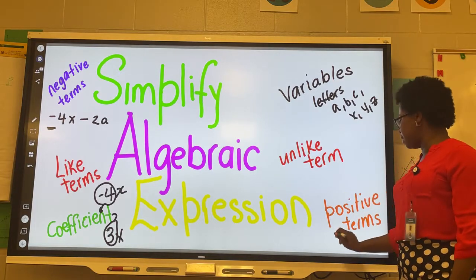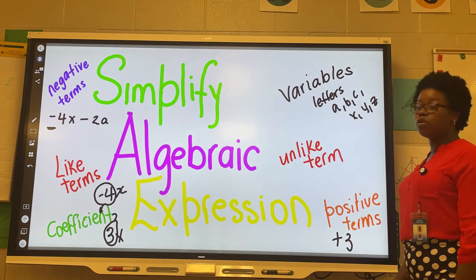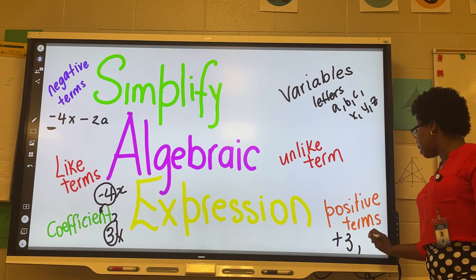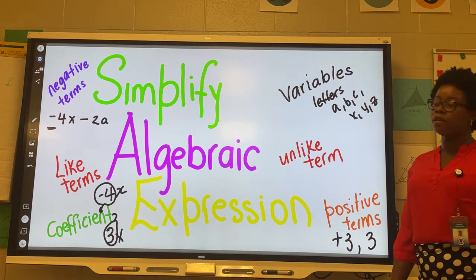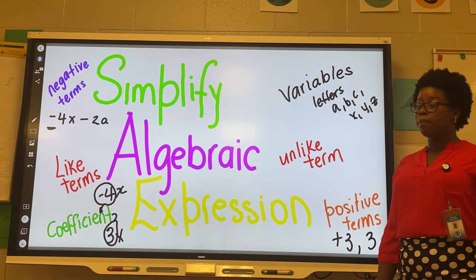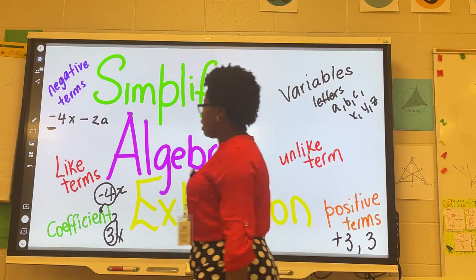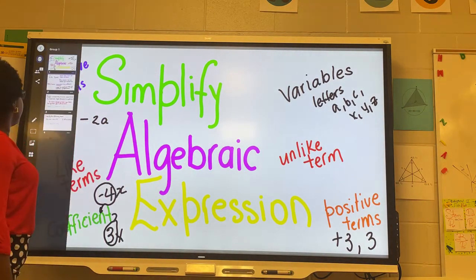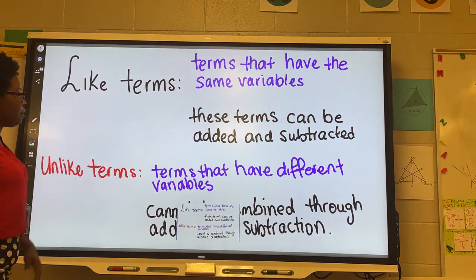Positive terms: you may see a plus sign in front of those terms, or you may see terms that don't have a sign in front of them, and those are positive terms. Alright, so let's move on to the other aspect of the lesson. I have some notes here for you.